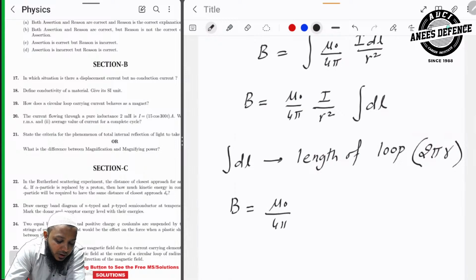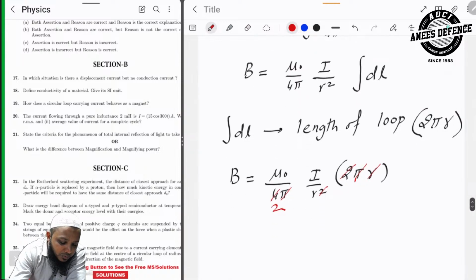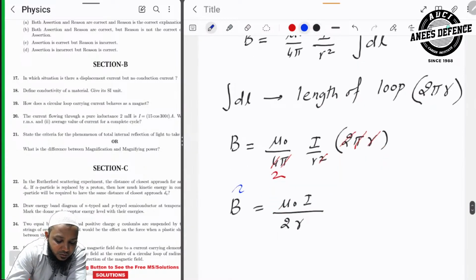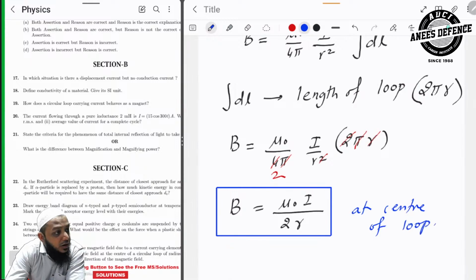Mu naught upon 4 pi I upon r square as it is. In place of integration dl, what will I put? 2 pi r. So therefore some things will be cancelled. Pi cancels with pi, 2 cancels with 2. Therefore B will be equal to mu naught I upon 2r. This is the magnetic field at the center of a circular loop. Have you understood?